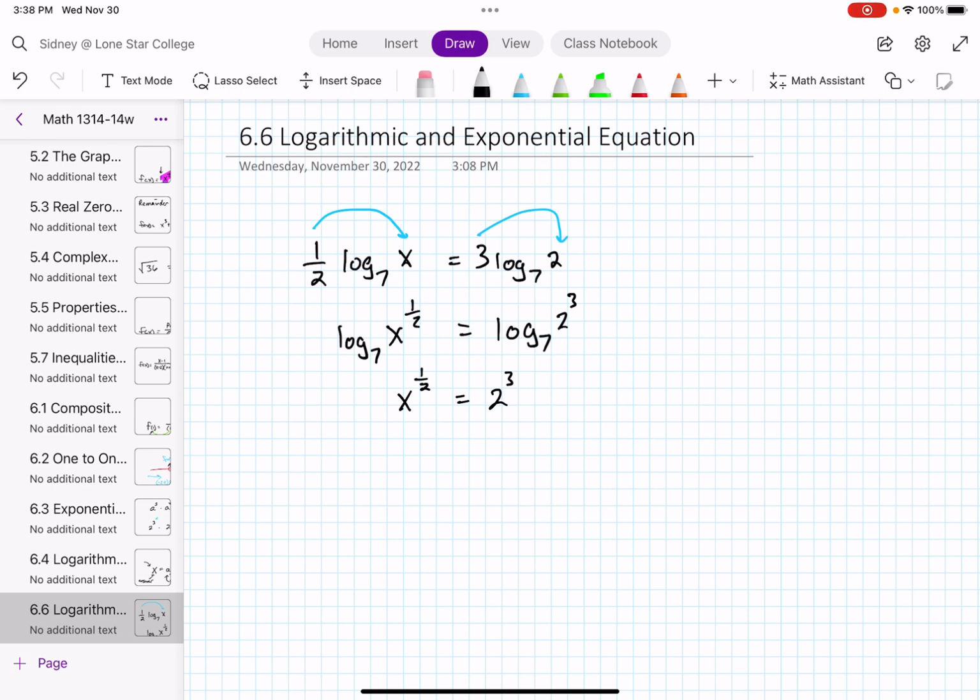Now, 2 to the 3rd power is 8, and just remember that x to the 1/2 power is the same as the square root of x. So to finish this off, I would simply square both sides, and I get x equals 64. And so that is the answer to this particular equation. When x equals 64, the left-hand side will equal the right-hand side.